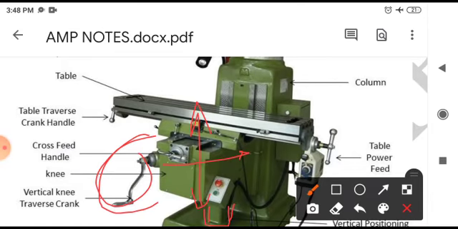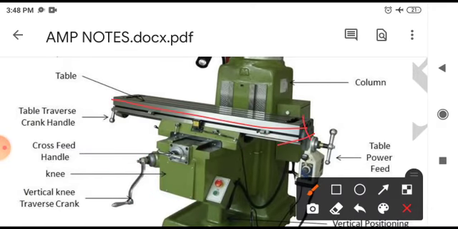That means here you can see 3 degrees of freedom: in the z direction, in the x direction. Let me tell you again. This is the x direction, this is the y direction, and this is the z direction. That means in this milling machine you have been given 3 degrees of freedom.